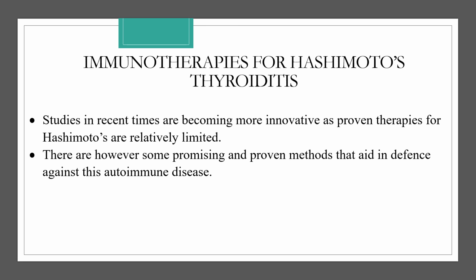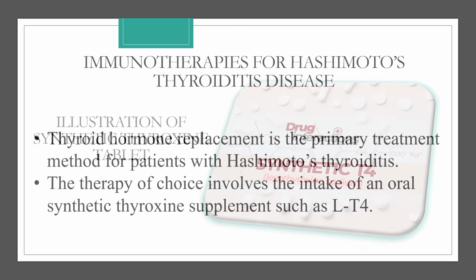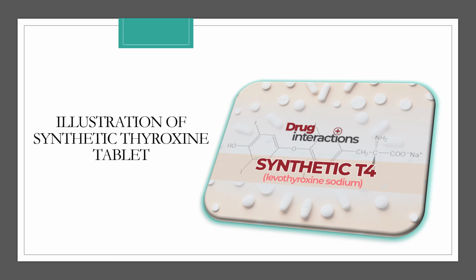So let's move on to immunotherapies for Hashimoto's thyroiditis. One immunotherapy method is the use of thyroid hormone replacements. This is the primary method used for treating patients with Hashimoto's thyroiditis. Here we have an illustration of the synthetic T4 tablets.